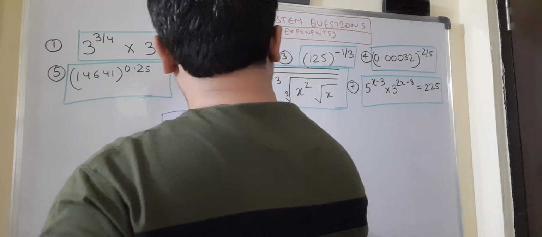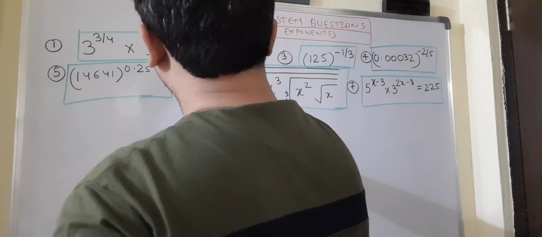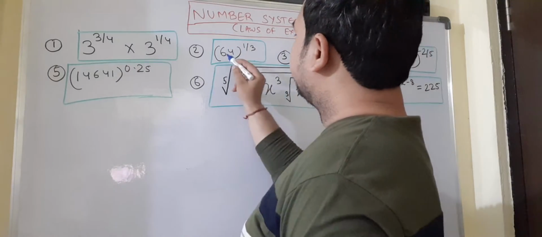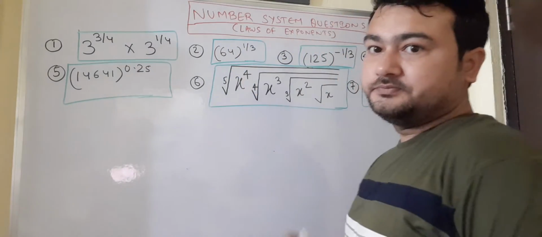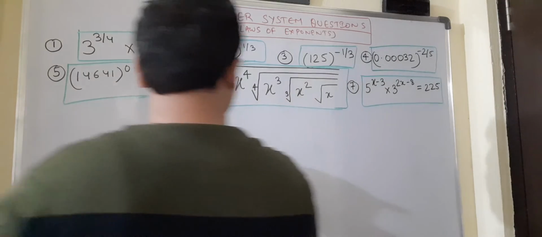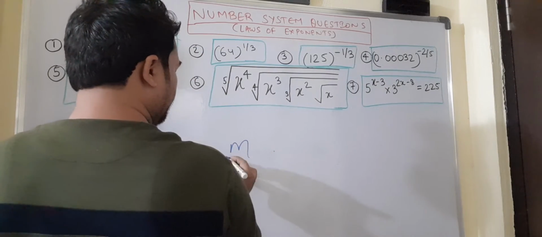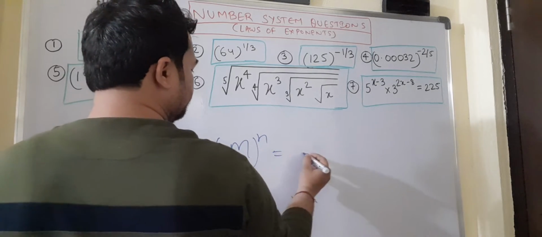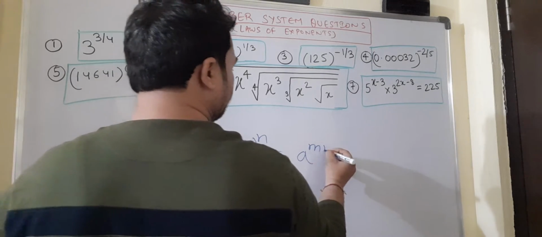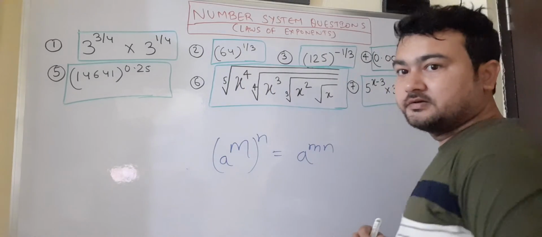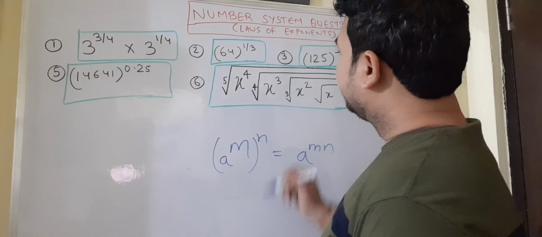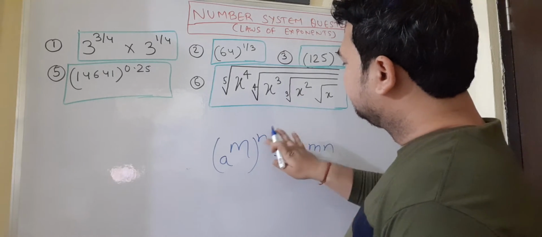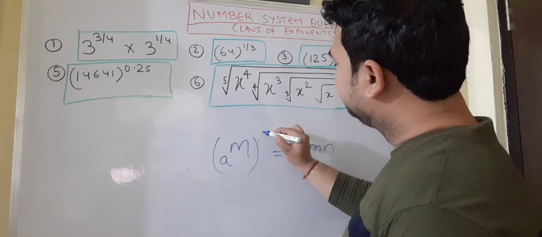Moving next. The second question is 64 raised to the power 1 by 3. See, you have studied a raised to the power m and that raised to the power n becomes a raised to the power mn, isn't it? You are given 1 by 3 in place of this n.